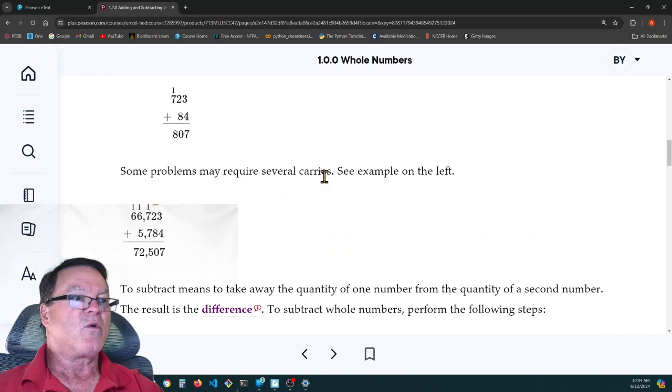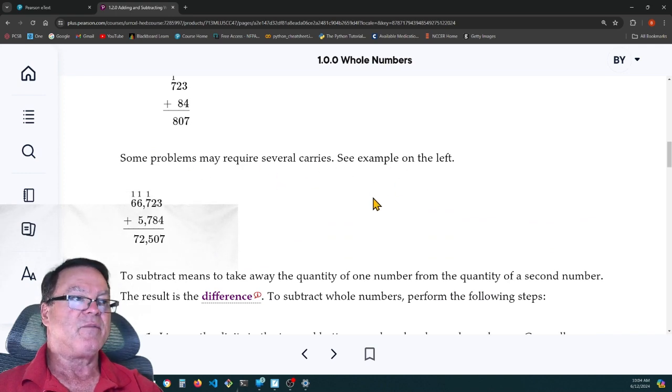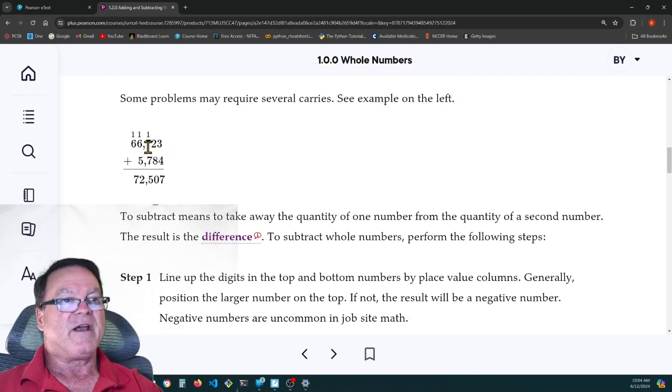Some problems may require several carries. See the example on the left. So here we have 66,723 plus 5,784. 3 plus 4 is 7. 8 plus 2 is 10, that's 80 plus 20 is 100. We'll write the 0 in the 10, and we'll carry the 1 over to the hundreds column. 7 plus 7 is 14, plus 1 is 15. We'll write the 5. We'll carry the 1 over to the thousands column.